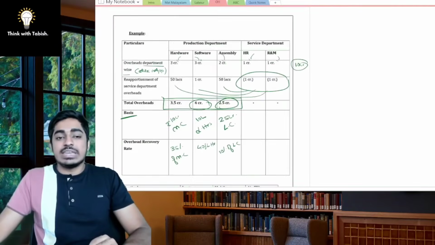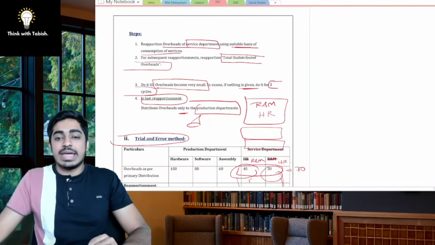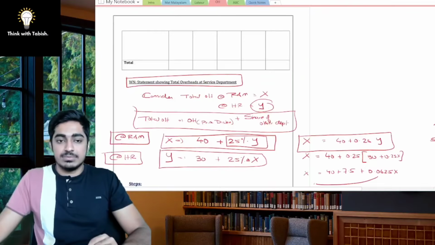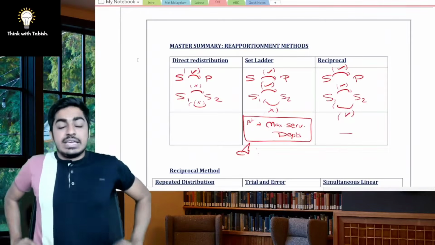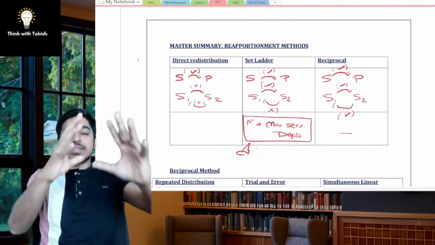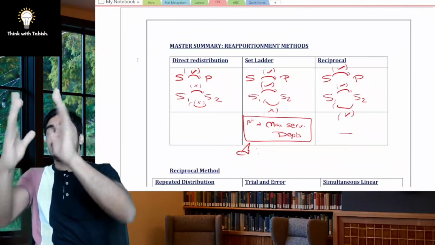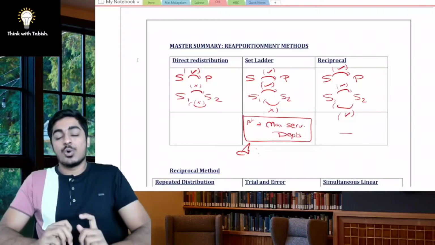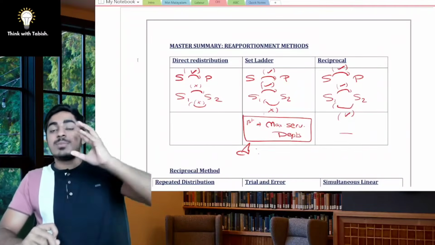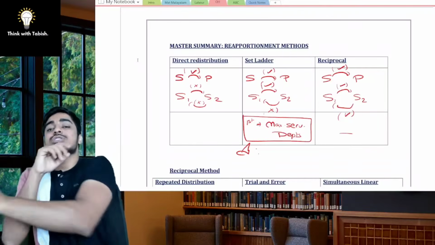Now let us look at reapportionment. Why we are doing reapportionment and how we are doing reapportionment. In reapportionment, we transfer the cost from service department to production department, so that ultimately from production department, the cost can be transferred to the cost object. Why are we doing this? Because from a service department, we cannot directly create a link with the cost object.